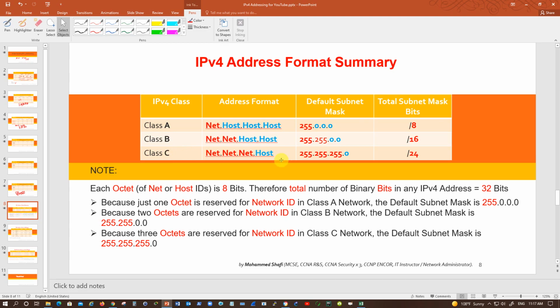And class C, 3 octets. Also, you will often find the subnet mask being represented as /8, /16, /24. What does this mean? It is actually referring to the binary bits inside a subnet mask. How many bits are turned to 1? Because 255 means all ones, 8 ones.